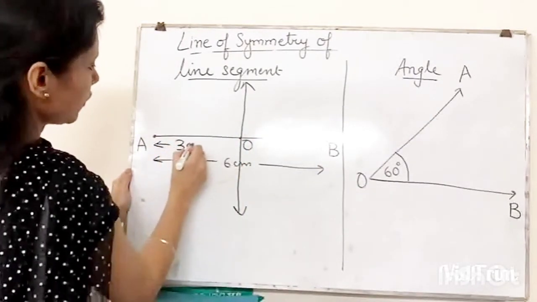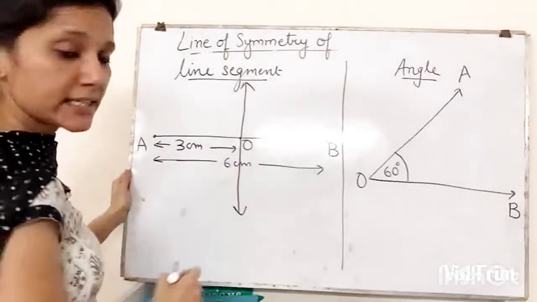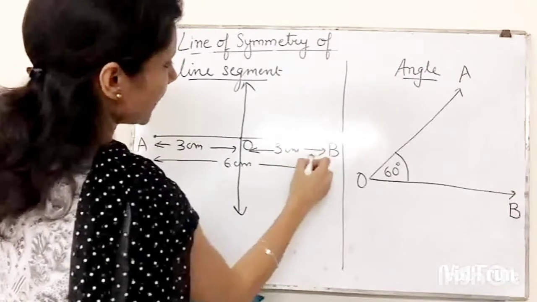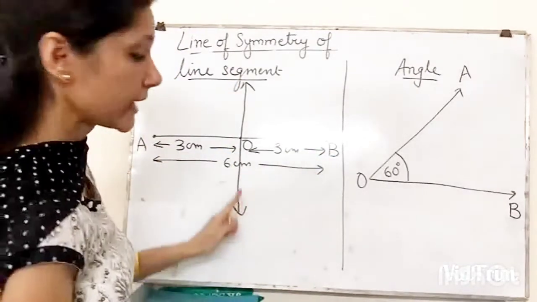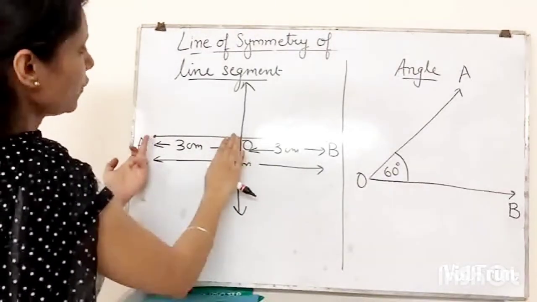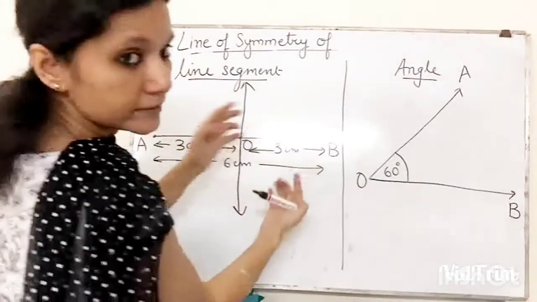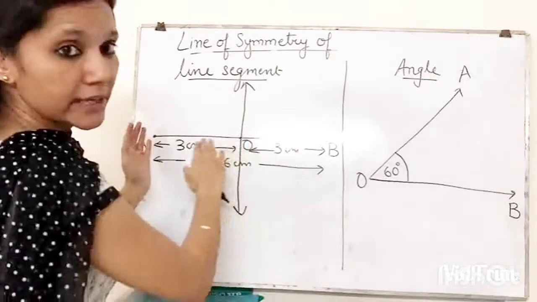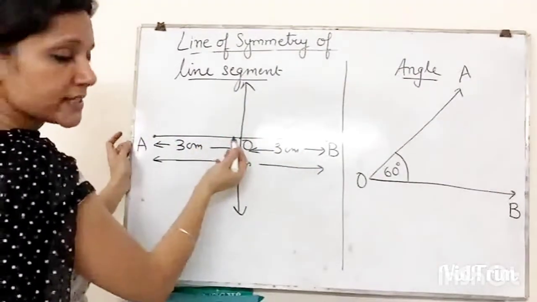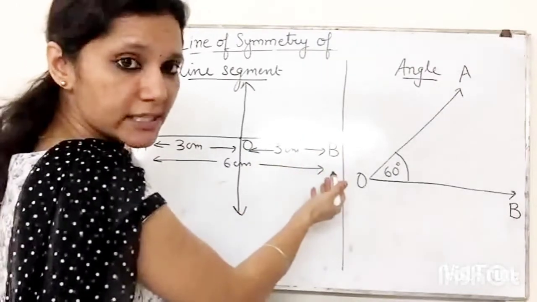What is the length of AO? 3 cm. And what would be the length of OB? 3 cm. Why? Because this line is exactly passing through the center. So now if I fold AO over OB, they will exactly coincide with each other. Why? Because AO is also 3 cm and OB is also 3 cm.